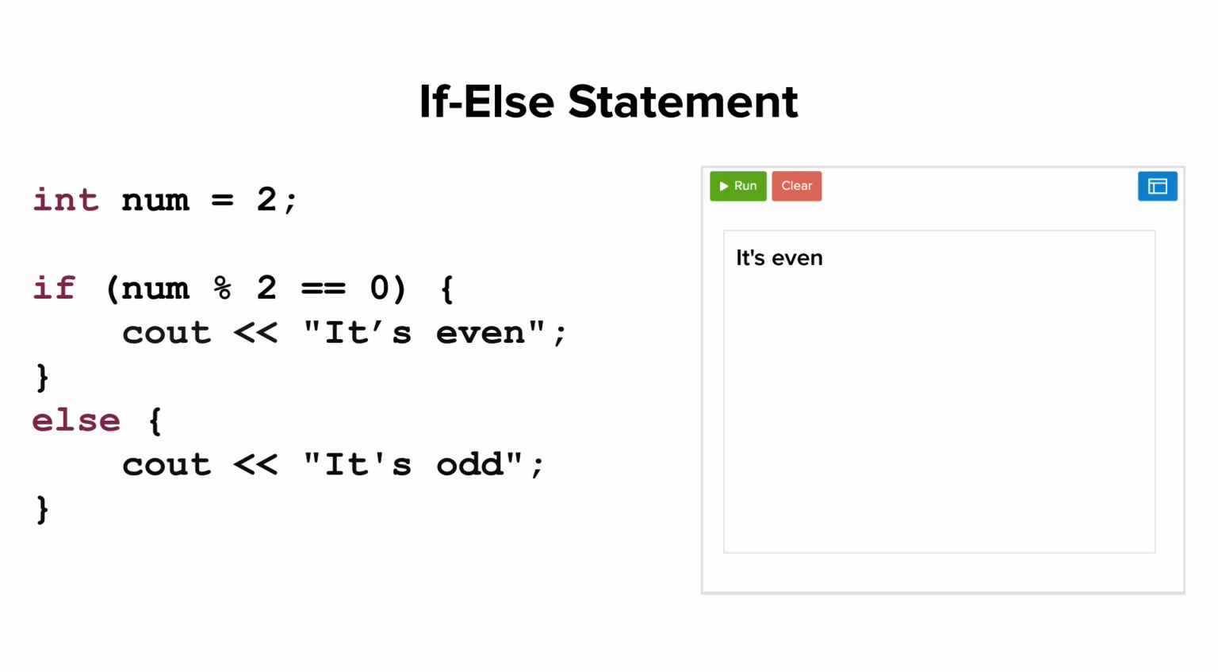So here's an example. Our if condition is checking to see if a number is odd or even. In this case, num mod 2 equals 0, so the condition is true and the first block prints. When we switch to an odd number, the first block is skipped and only the else clause is executed.